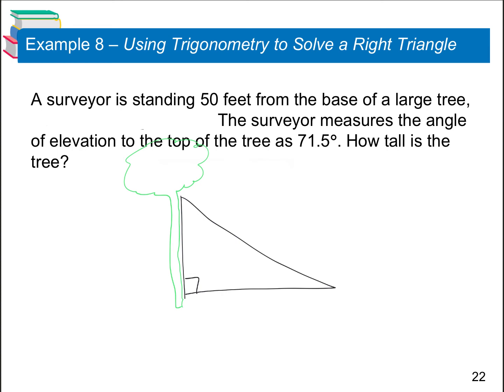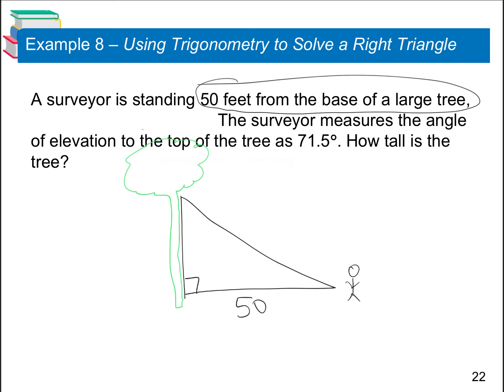So the surveyor is standing 50 feet from the base of the tree. Is the surveyor in the tree at the top? No. Where is this person standing? At the bottom, over here, right? It says 50 feet from the base of the tree. What value did they just give me by telling me that? The x. 50 is down here. The x value. When I say x, guys, it's the horizontal, the left to right.